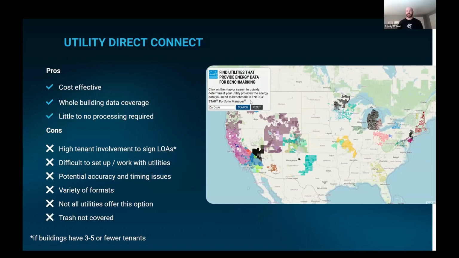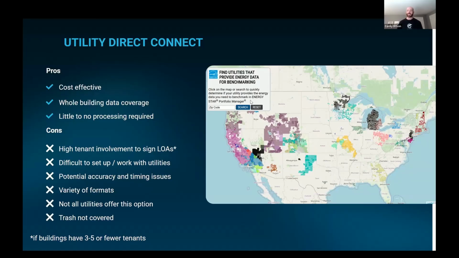And then obviously, unless your portfolio is concentrated in these places that you see, there's likely to be gaps if this is your one strategy across the whole portfolio. Not all utilities offer this option. I know some portfolios and sustainability managers are holding out until everyone offers this, but it's been very slow going, and there's just very little incentive for them to move quicker.